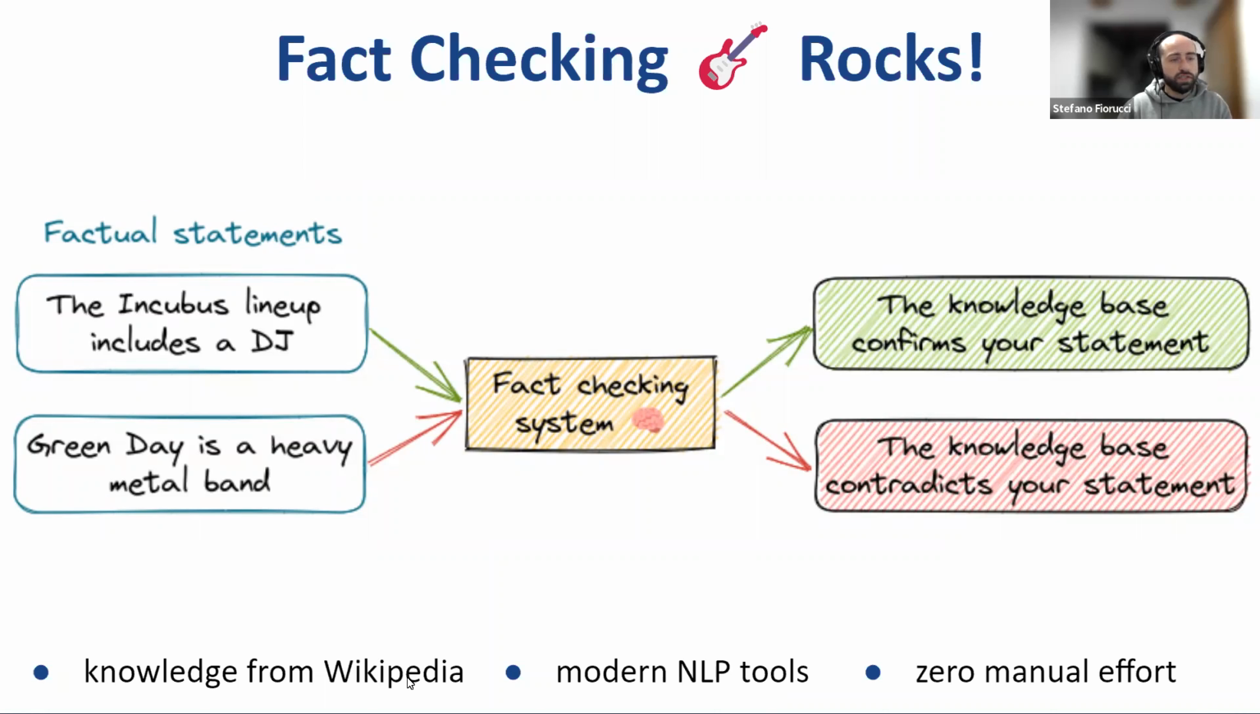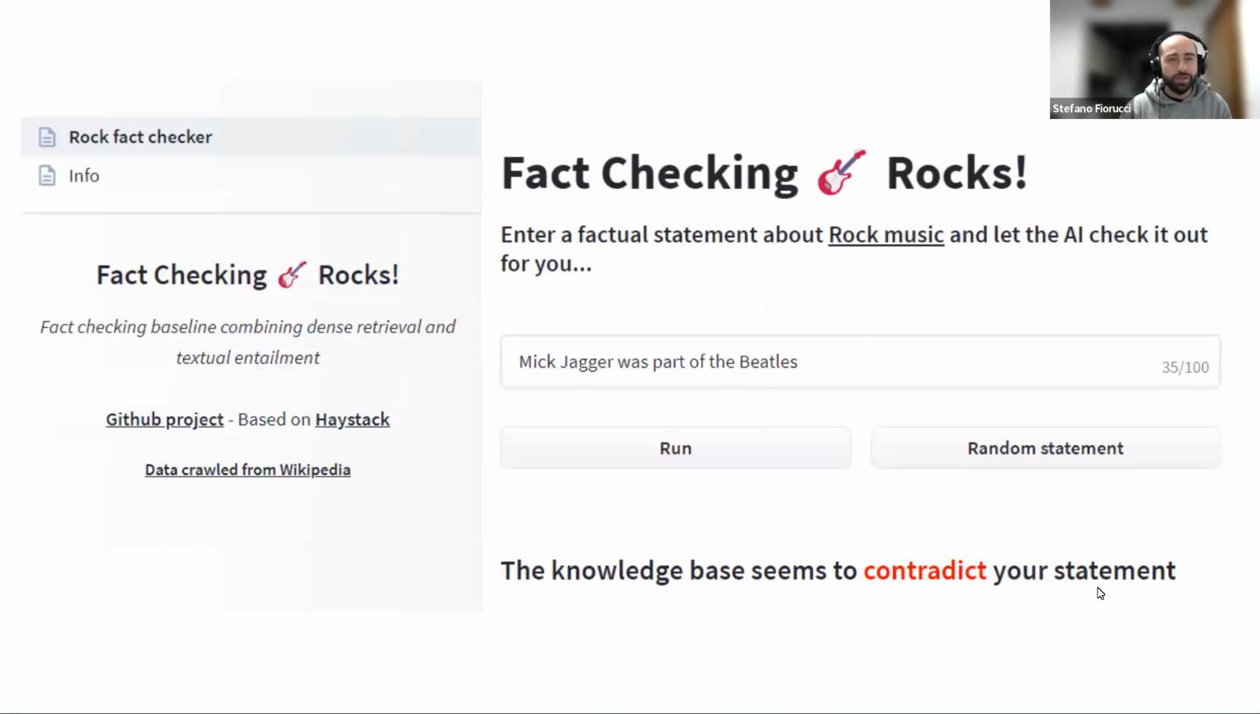I use the knowledge contained in Wikipedia. I use modern NLP tools, and with zero manual effort for annotation. The final outcome of my project is a Streamlit web app, which is hosted on Hugging Face Spaces. And it is powered by the great Haystack framework.